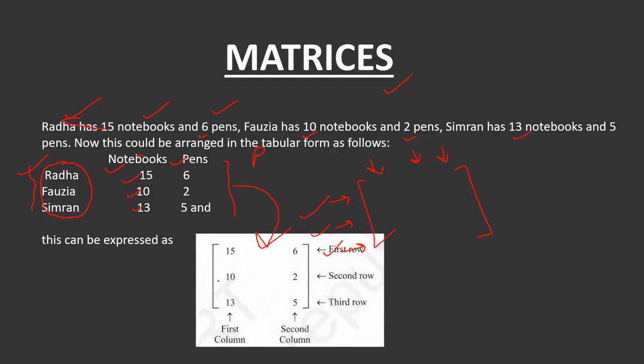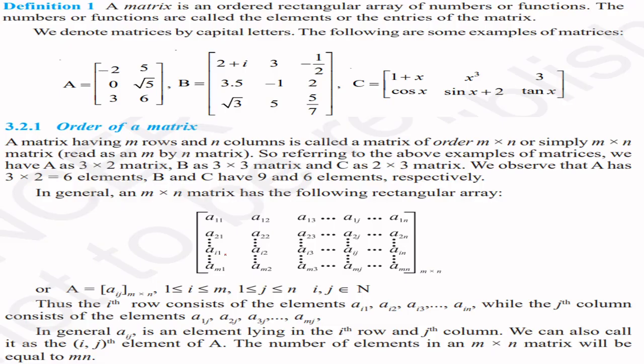Like this. That is the first row, second row, third row. This is the first column and second, and this is the representation of the matrix of the given data. What the use of it is, and how we can use this matrix to solve different types of questions, we will learn in further slides.